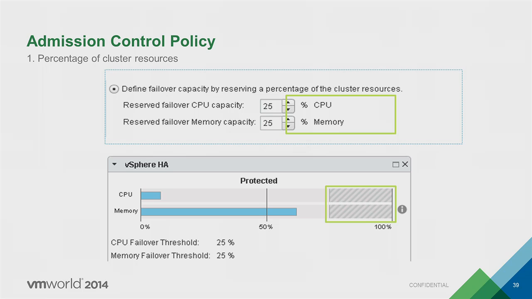Thanks. So the percentage-based policy is very straightforward. You take the total capacity of the cluster for the VMs. The capacity is based on CPU and memory. And if it's 100%, you can allocate a certain percentage to use during failure. So in this example, we have 25% of CPU and 25% of memory reserved, and that will be only used during failure scenarios.